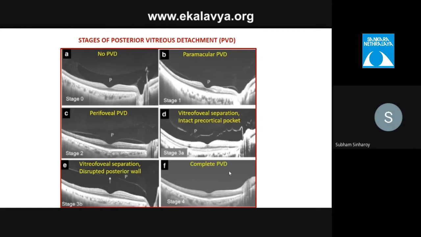Last is stage 4, where you can see a complete PVD when the vitreous is completely detached from the fovea, macula, and the optic disc. Having understood how the PVD happens, there is another term called anomalous PVD. Usually PVD occurs when there is an adequate amount of vitreous liquefaction as well as vitreoretinal dehiscence. But when there is vitreous liquefaction and the vitreoretinal dehiscence is not weak enough, it results in anomalous PVD, which can cause traction to the retina.